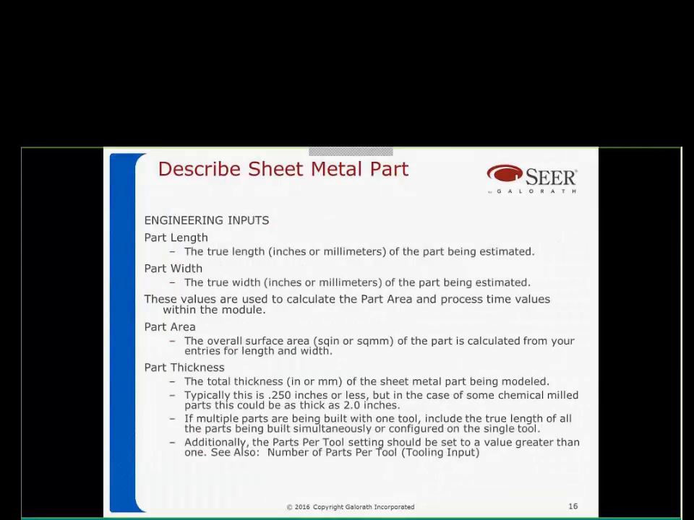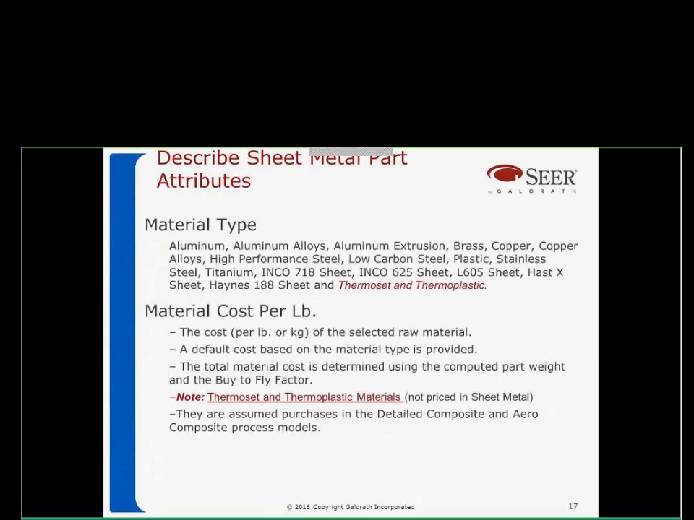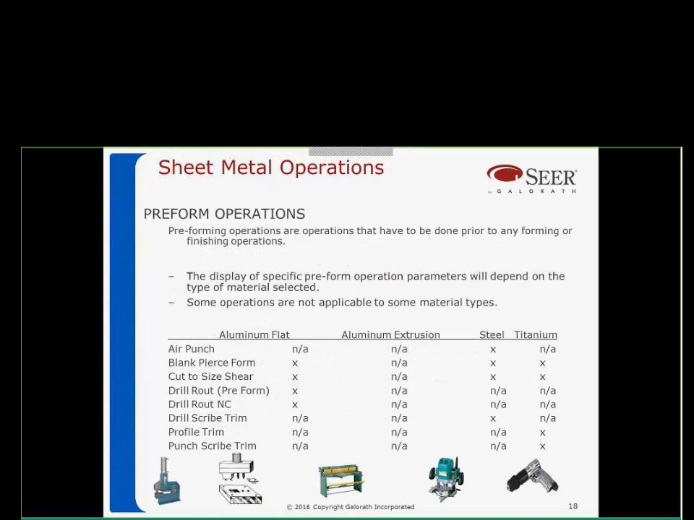The length, the width, and the area will be popped in from CATIA rather than a manual entry, as well as the part thickness. It'll select the material type, and a cost will be initiated to that to give you the material cost, which many times is the largest driver in a sheet metal part, depending on the type of material.